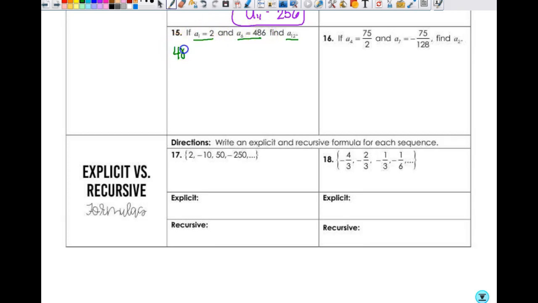So I've got 486, which is A6, equals A1, which is 2, times R, which we don't know, to the 6 minus 1 power. So if I divide, I'm going to get 243 is equal to R to the 5th power. So how do I undo something to the 5th power? The 5th root, right? So R is going to be equal to the 5th root of 243.